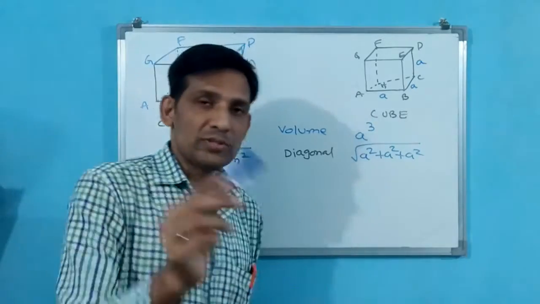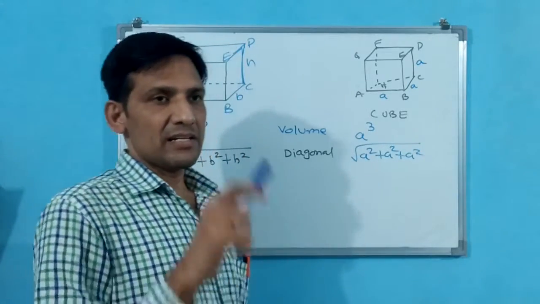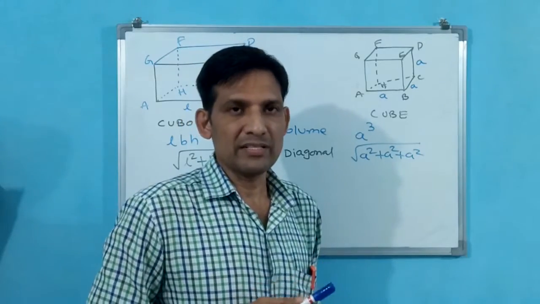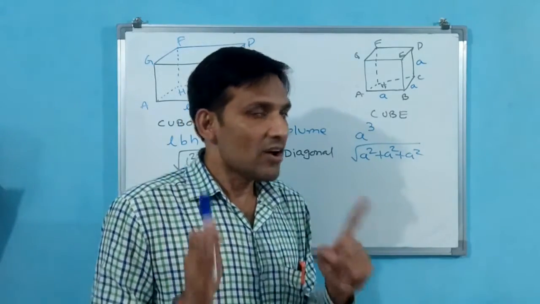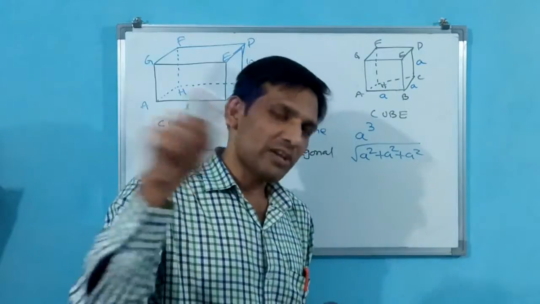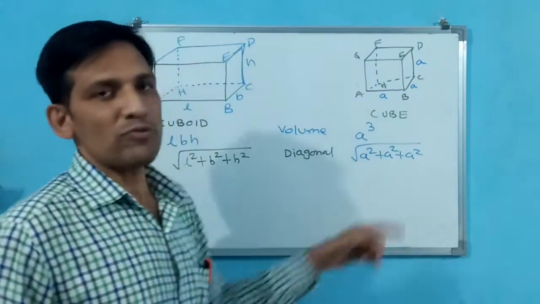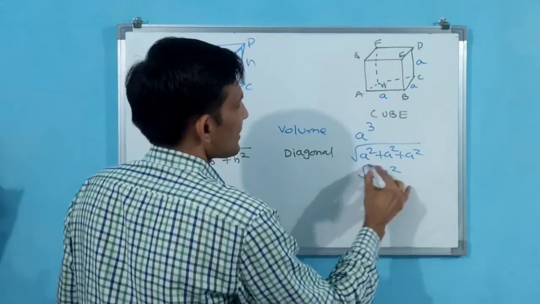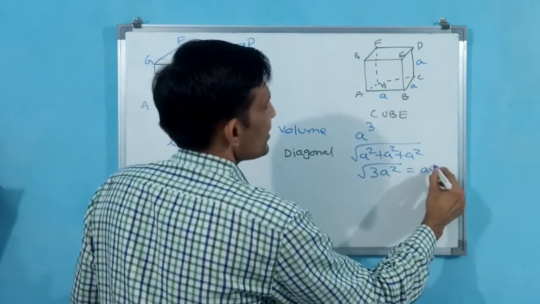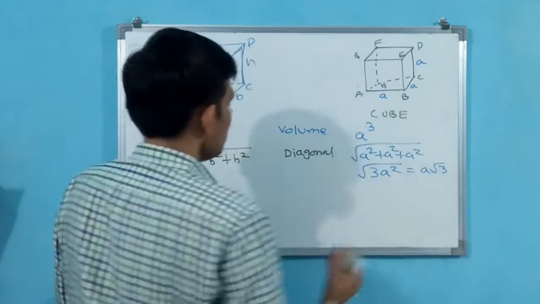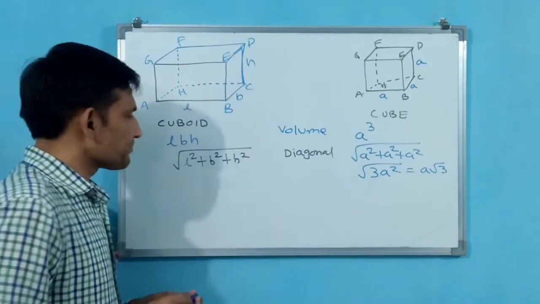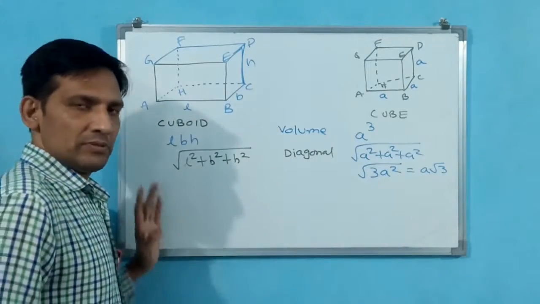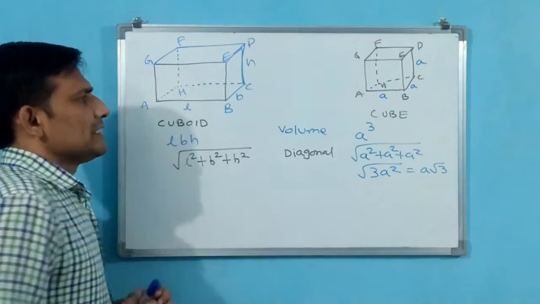See, there also in Pythagoras theorem, right angle triangle, AC square is equal to AB square plus BC square. That means the diagonal is AC, not AC square. Again, you have to take the square root. Here also you are taking the square root. Automatically, it is going to become root of 3A square, or A into root 3. Is it correct? Diagonal? Okay? Now we have found volume and diagonal.